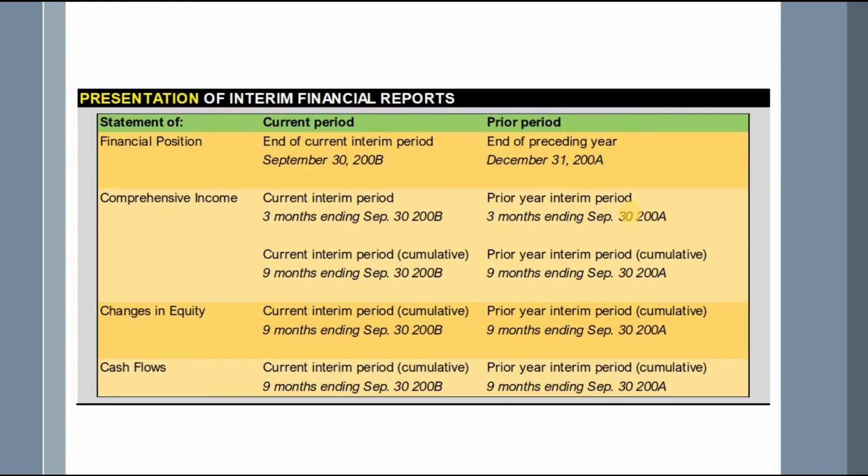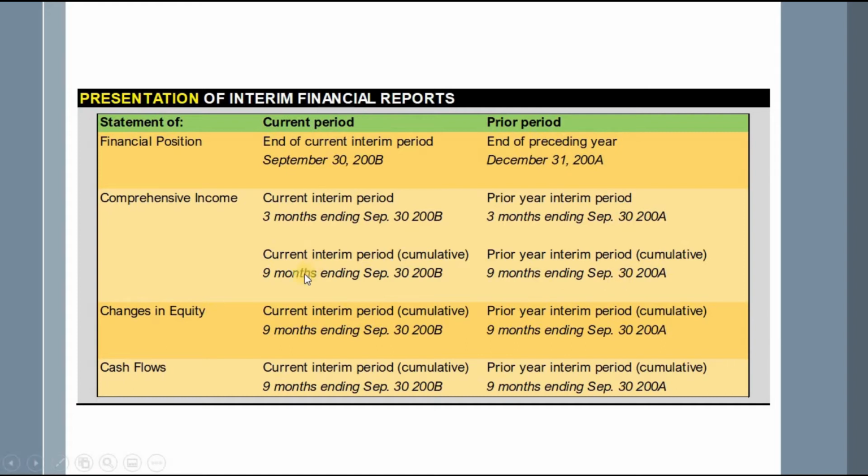Then the other is the cumulative information. This will cover the 9 months ending September 30, 2000B. And the financial statements that will be comparative is also the 9 months ending September 30, 2000A. Again, same date, different year.